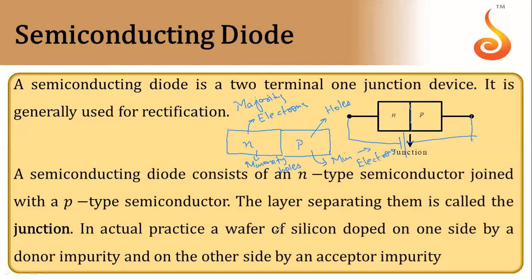So in actual practice, we will take a wafer of silicon, and on one side we will dope or add some donor impurity, means pentavalent impurity, and on another side we will add acceptor impurity, like trivalent atoms like aluminum, boron, so that n and p semiconductors are formed. So basically you are combining these two semiconductors.